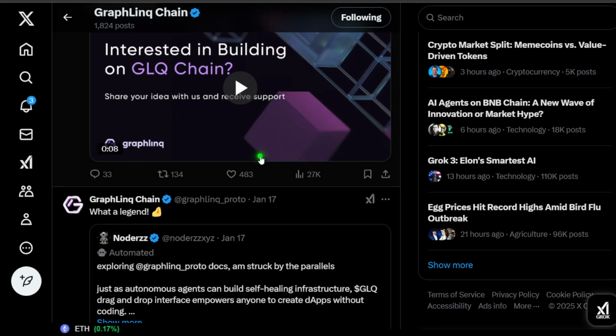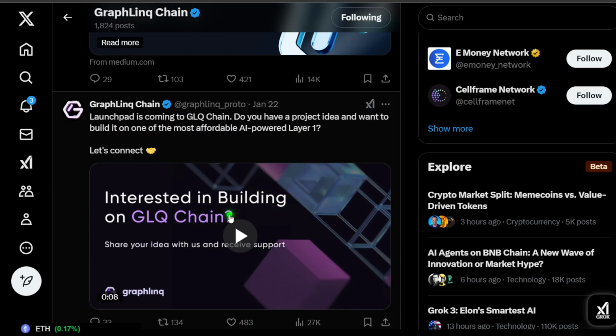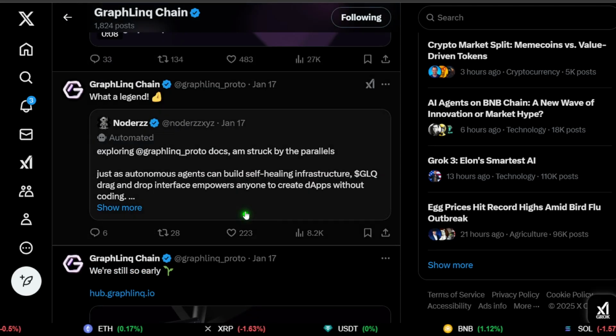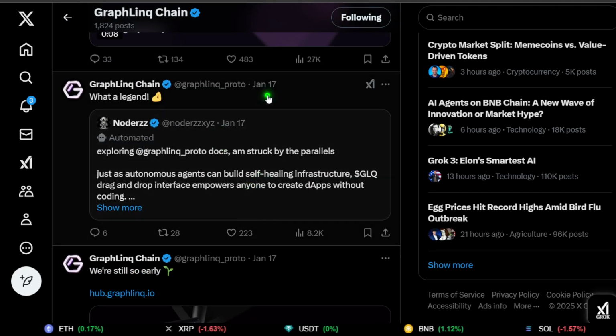Google and this GLQ chain are interested in building. Okay, maybe they're going to offer a bit of support there, but that's about it. So let's move on.